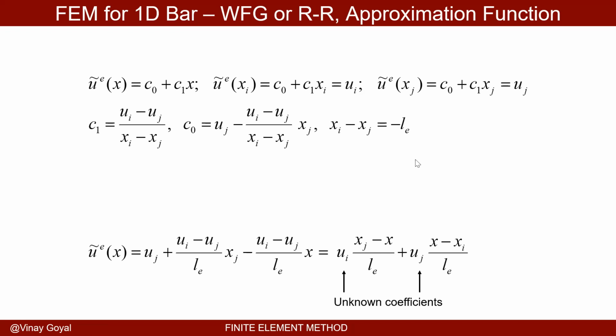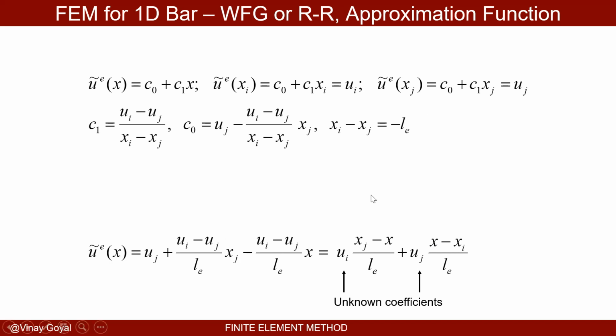Let's see if this works out. If the element length is LE and the coordinates are xi and xj, let's see if this approximation function does what we think it should do. So let's say u tilde at xi. When I put u tilde at xi, xj minus xi is LE, so I get ui. So u tilde at xi is ui. So far, so good. But if I put xi here, this goes to 0. Perfect. U tilde at xi is ui, and that's exactly what I need.